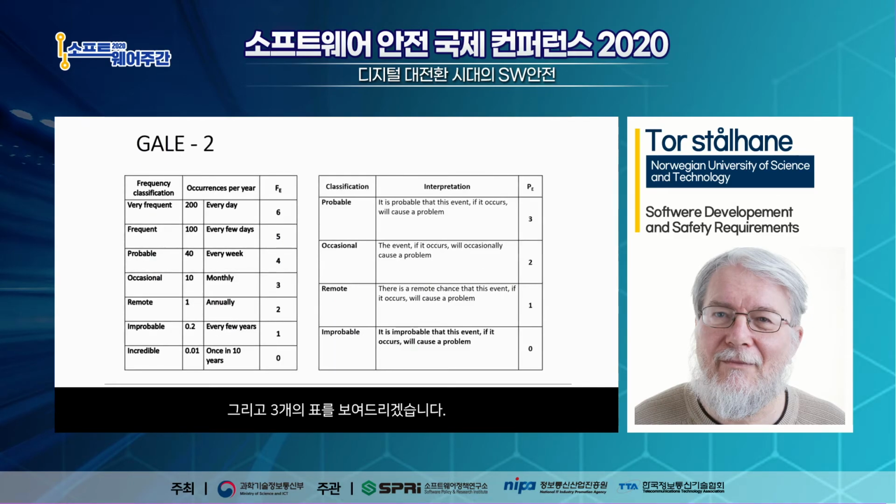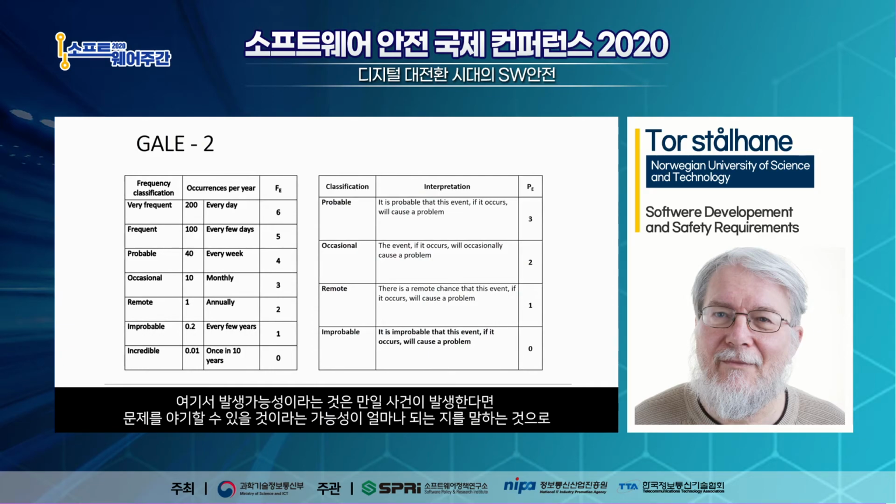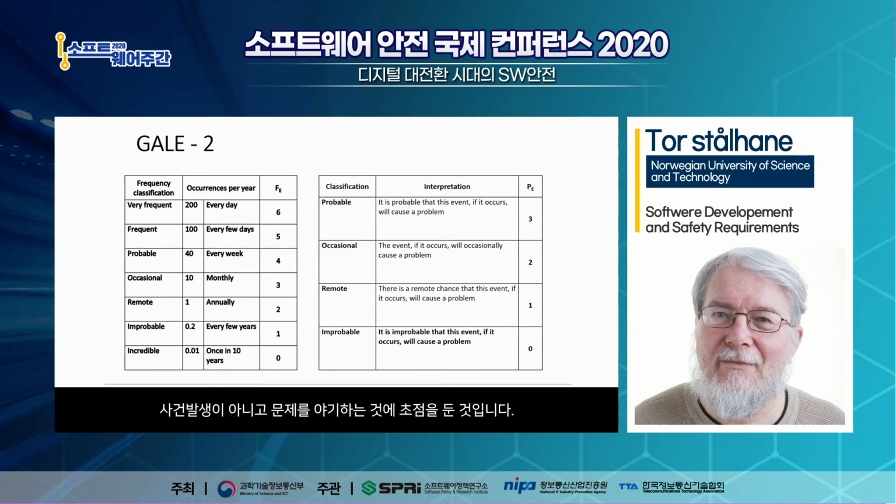And there are 3 tables. The first 2 are here, occurrences and the probability. So we have a number here and a number here, which are used as scores. So we're talking about very frequent, probable, and so on. And this probability is not the probability of the event, it is the probability that this event, if it occurs, will cause a problem. So we're focusing on causing a problem, not about the event itself.